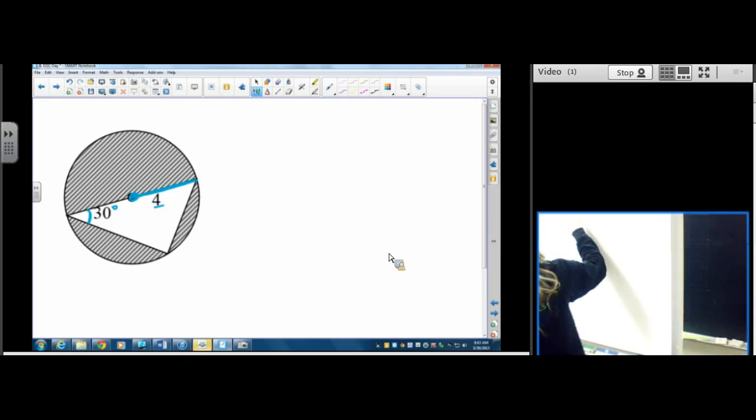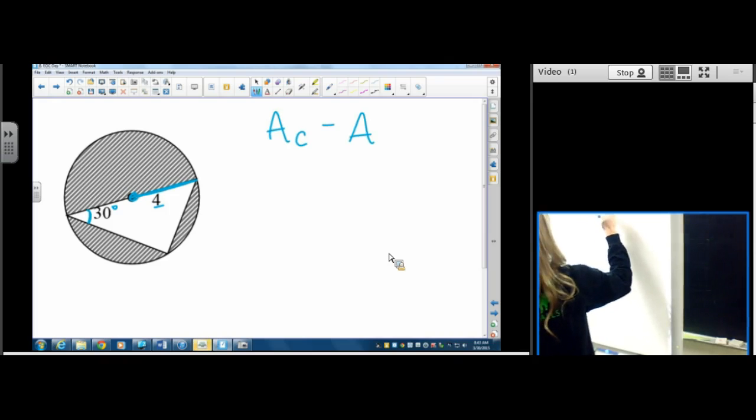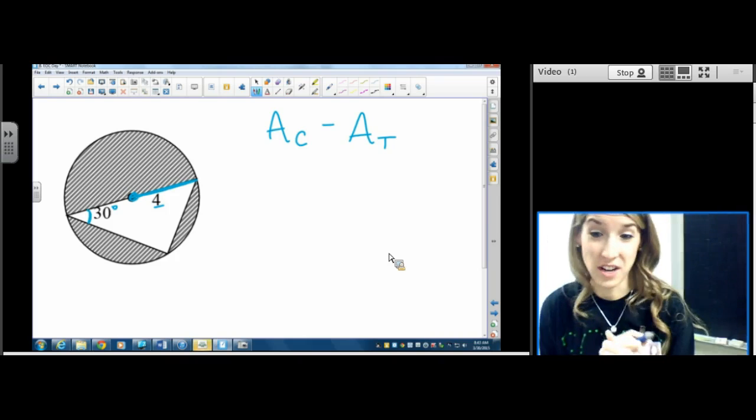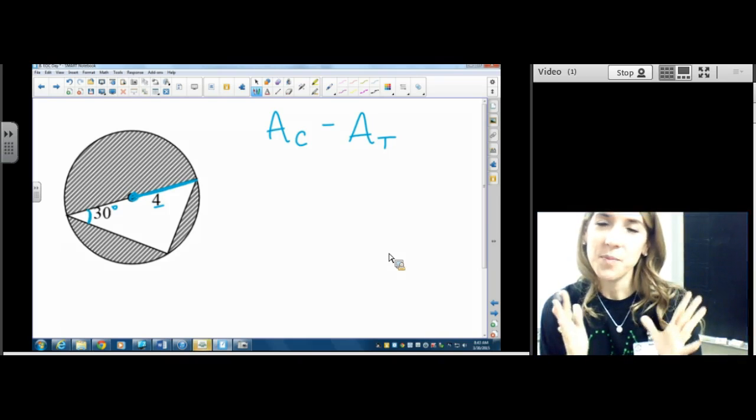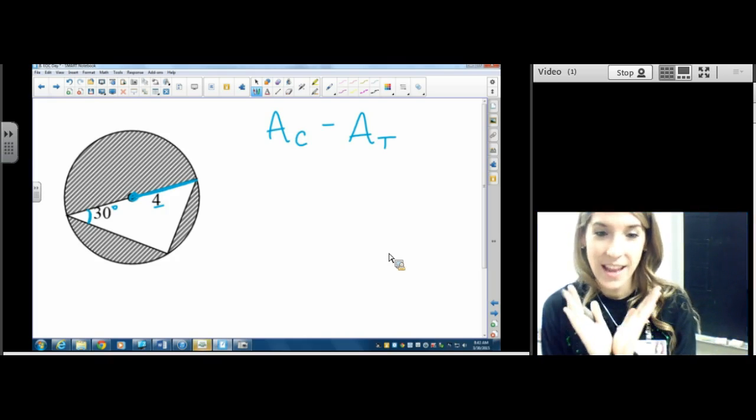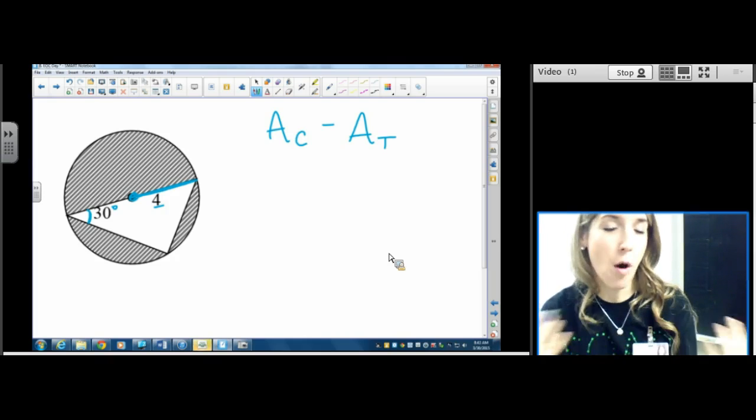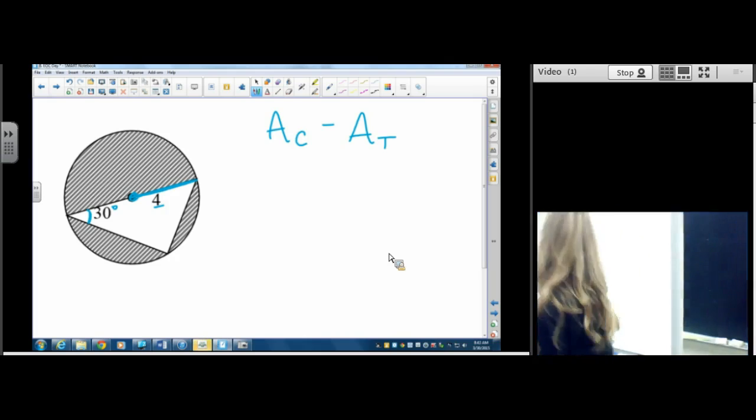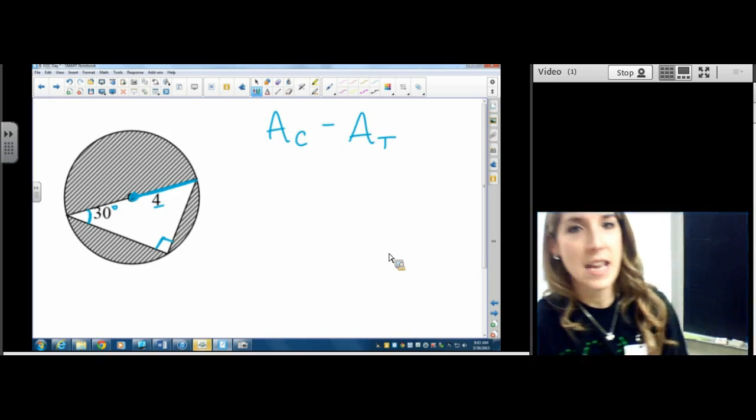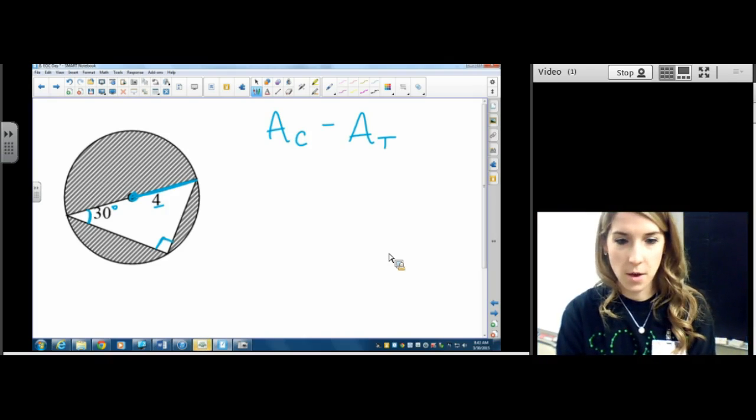This is, of course, area of a circle minus area of a triangle. Another piece of information that you didn't already know was that when an angle opens up to the diameter of a circle, it's a right angle. Every time, all the time, no matter what, we'll learn this in our circles unit. So, yes, that is a right angle right there, even though we haven't learned that yet. Okay.